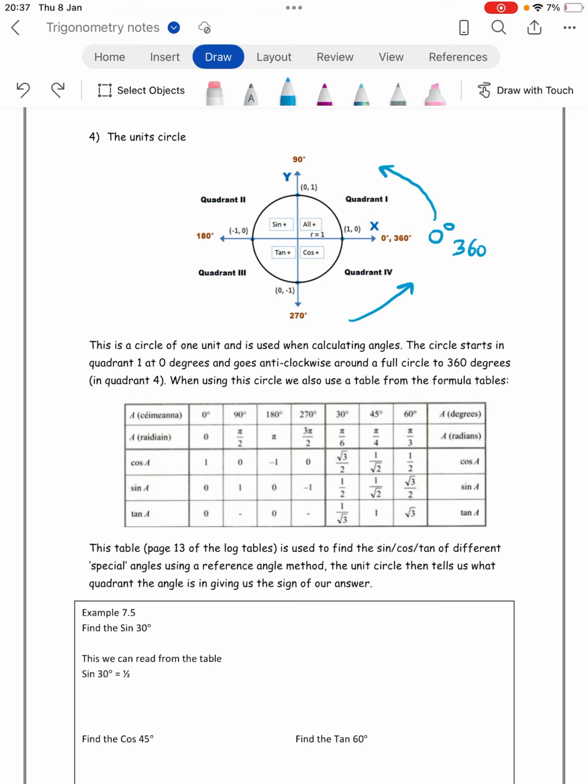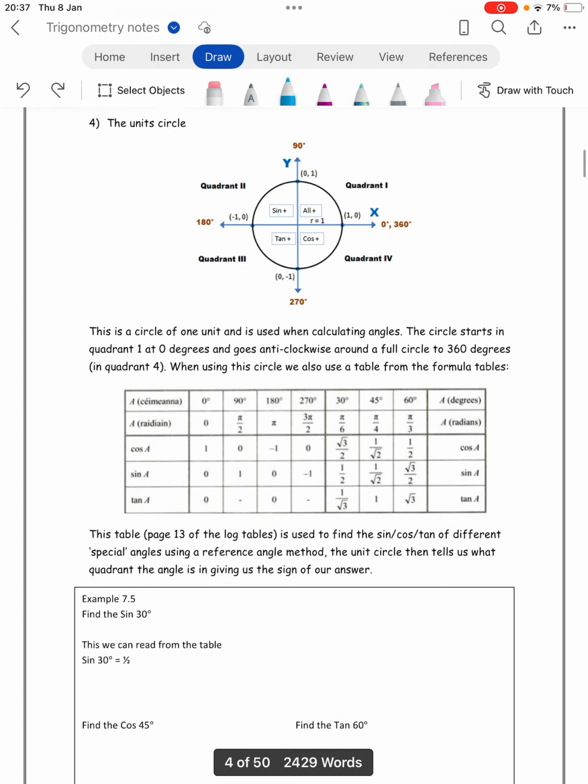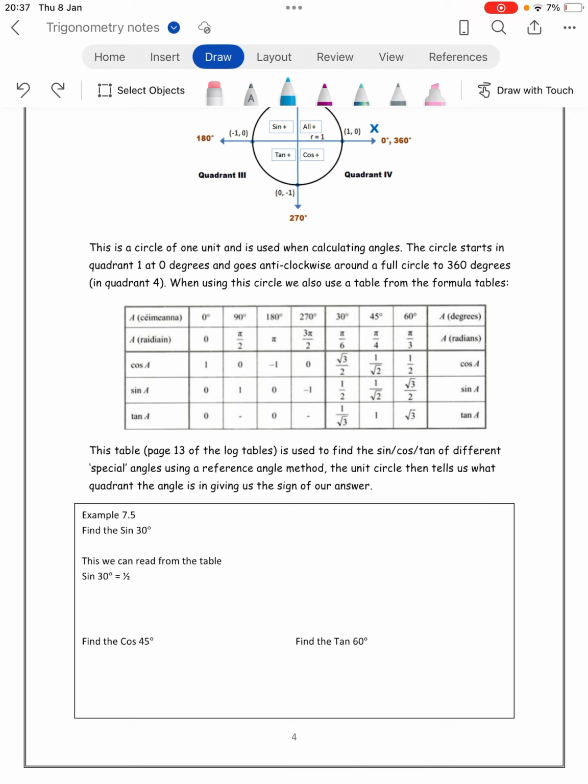So now let's use our table down below to answer the questions underneath. So here we have in example 7.5, we're looking to find the sine of 30. Now when we're doing that, again, we can put that in the calculator, but we're going to learn how to use the table. So we're looking for the sine of 30 degrees, and that's where our half is coming from.